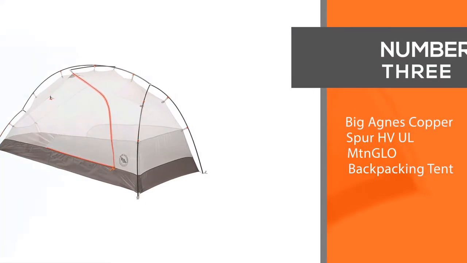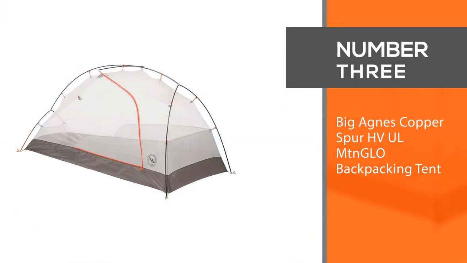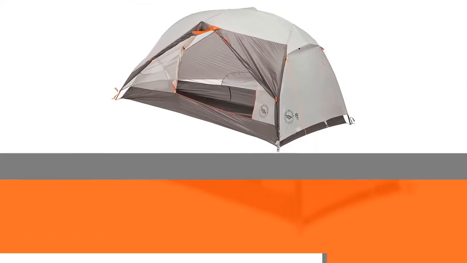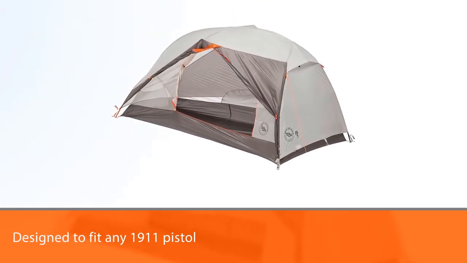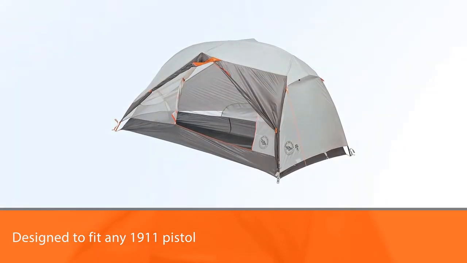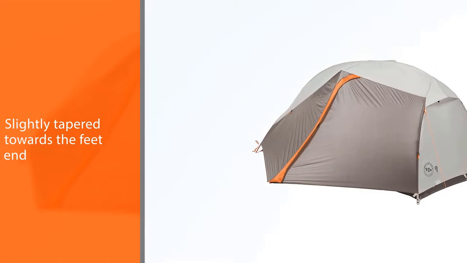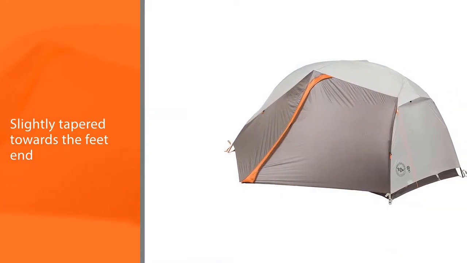Number 3. Big Agnes Copper Spur HVUL MtnGLO Backpacking Tent. The Big Agnes 2-person backpacking tent is another of my favorite tents in this guide, and the updated version includes some great features and enhancements that make it super easy to set this tent up, even if you're doing it solo.